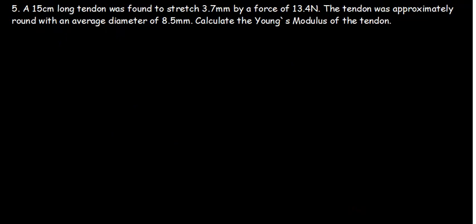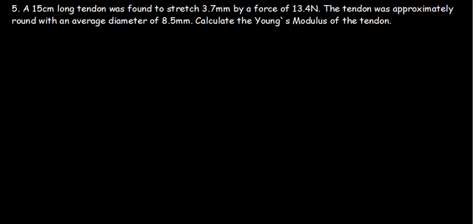A 15 centimeters long tendon was found to stretch 3.7 millimeters by a force of 13.4 newtons. The tendon was approximately round with an average diameter of 8.5 millimeters. Calculate the Young's modulus of the tendon. Now, how do we get to work out this one? So the rest of the question we've done, we've already been given the Young's modulus and the others done. Now we're just calculating the other quantities.